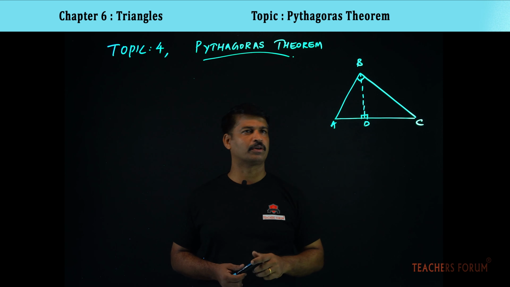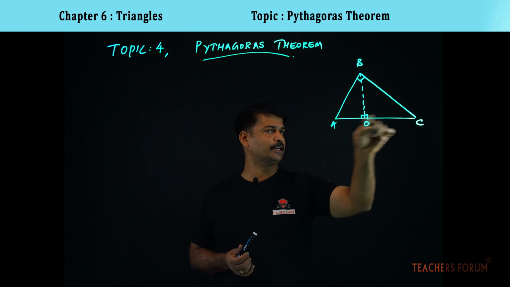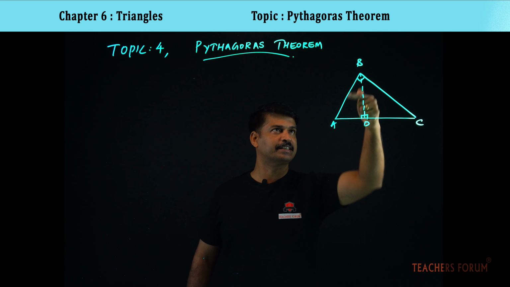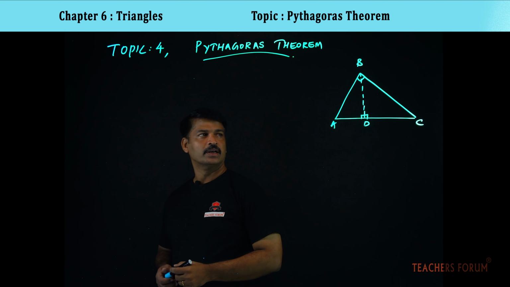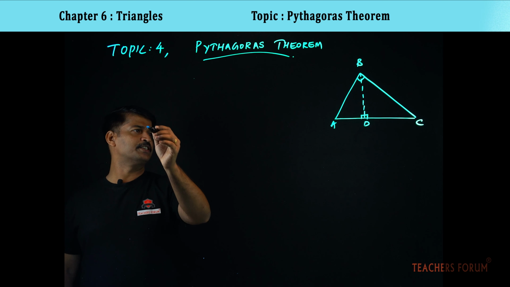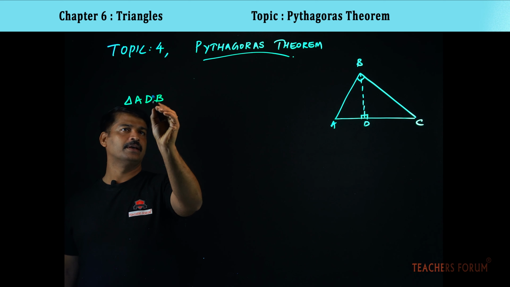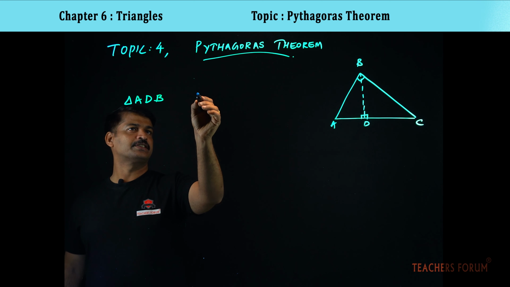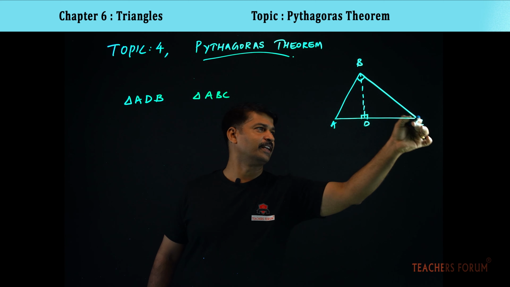That is, to the hypotenuse. Okay, in triangle ABC, what is the hypotenuse? In triangle ABC, the hypotenuse is AC. The side opposite to the 90 degree right angle will be the hypotenuse. Okay, so in triangle ABC, AC is the hypotenuse. Now let us consider two triangles in this figure. First, let us consider the triangle ADB, this small triangle, and triangle ABC, that is the larger one.